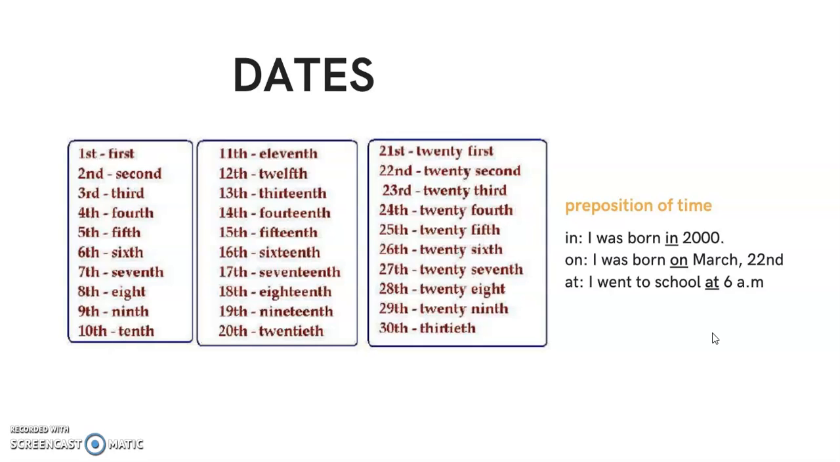It is for more specific, but not the most specific, not too specific. For example, I was born on March 22nd. And then the last one, at, is the most specific time. For example, hour.